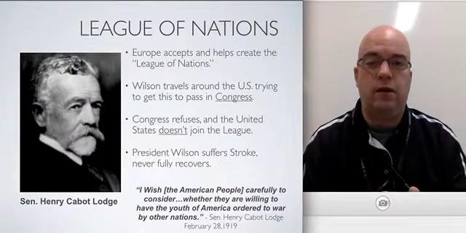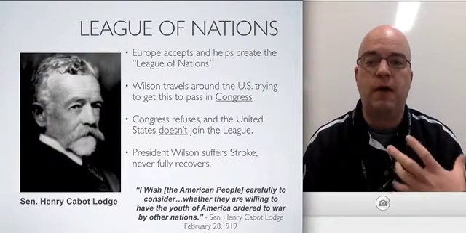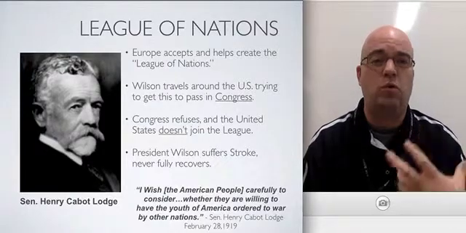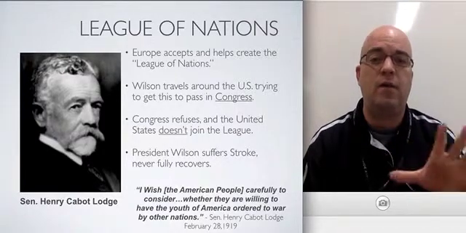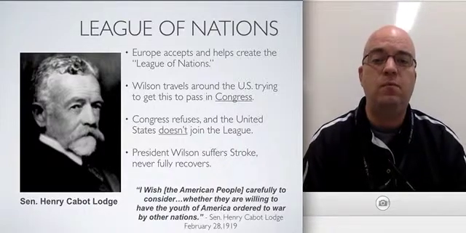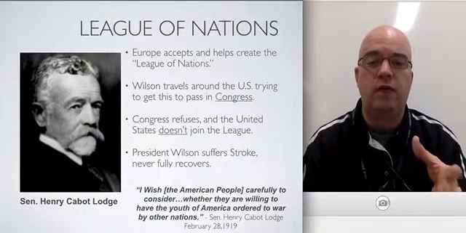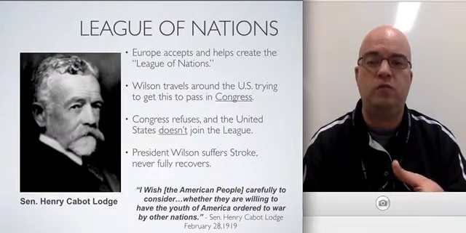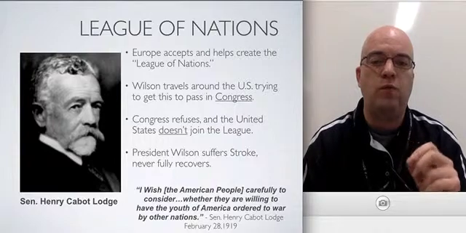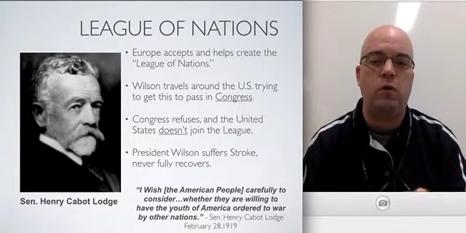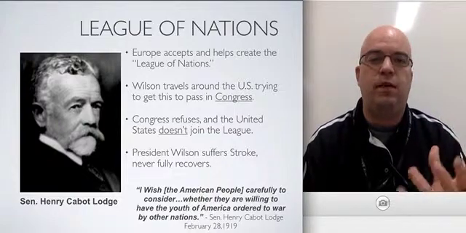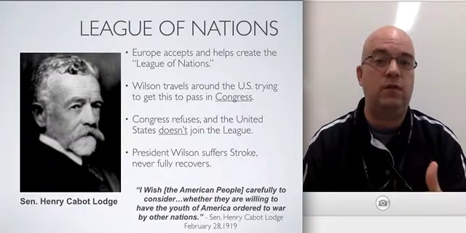Congress refuses, in large part because of this concern of America being drawn into world conflicts, this idea that it's not America's concern to be involved in other countries' affairs. What sums it up probably is this quote from Senator Henry Cabot Lodge, senator from Massachusetts. He says, "I wish the American people carefully to consider whether they are willing to have the youth of America ordered to war by other nations." And there's just not enough public sentiment to join this League of Nations.